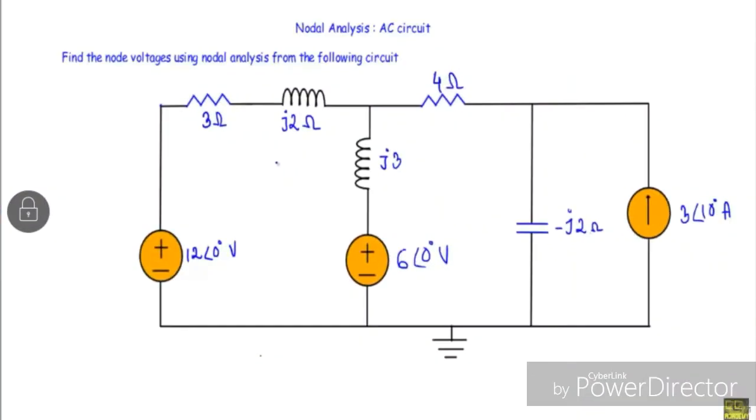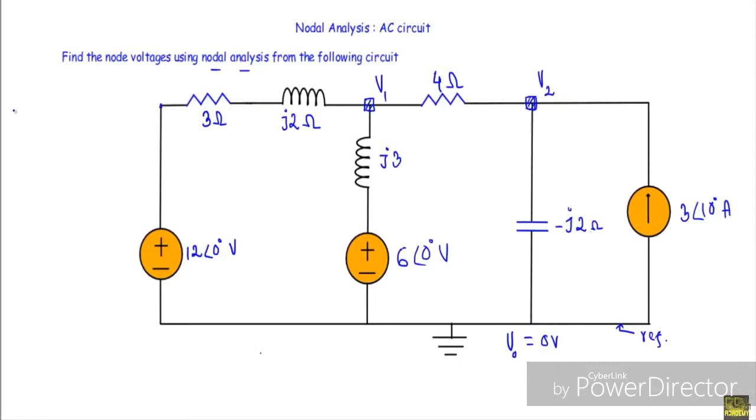In this video, I will show you how to solve an AC circuit using nodal analysis. So this is our circuit. Find the node voltages using nodal analysis from the following circuit. We have two voltage sources and one current source. We have two resistances, 3 ohms and 4 ohms, two inductances with inductive reactances of j2 ohms and j3 ohms, and we have a capacitance with capacitive reactance of negative j2 ohms.